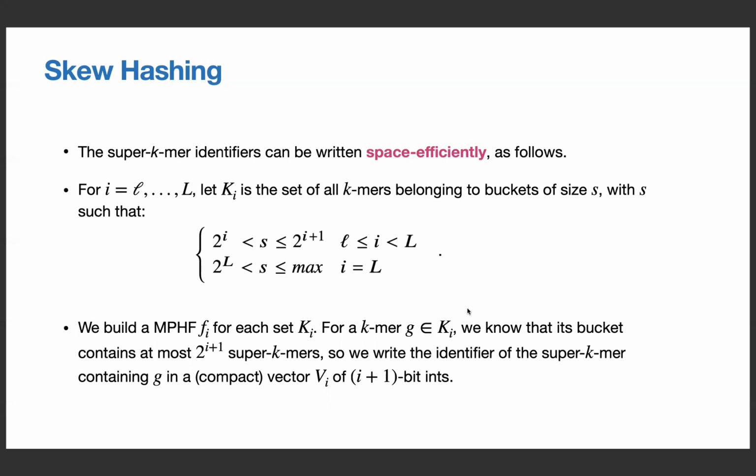Why? Because we know that a k-mer in group i belongs to a bucket containing at most 2 to the i+1 super k-mers. And so its super k-mer identifier can be just written in log base 2 of 2^(i+1), which is actually i+1 bits. So that's skew hashing, and this skew index takes a very small space in practice.